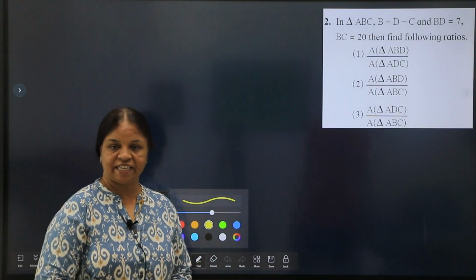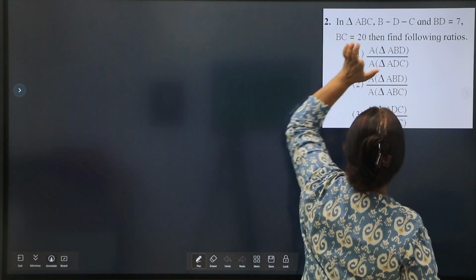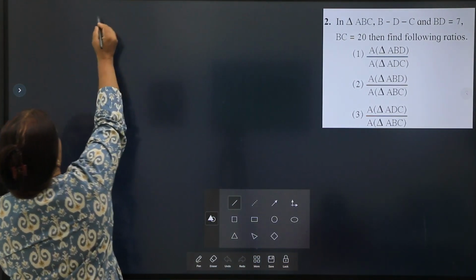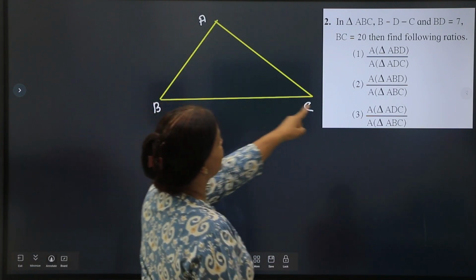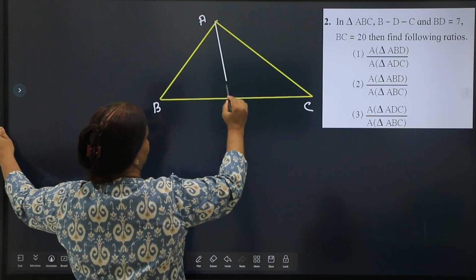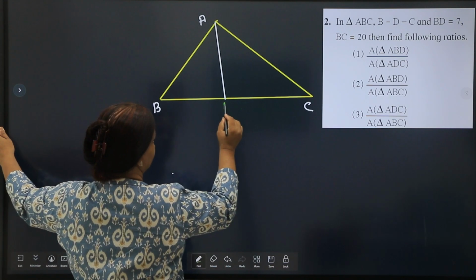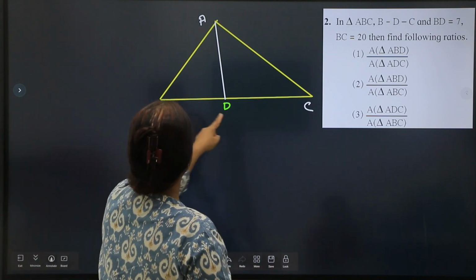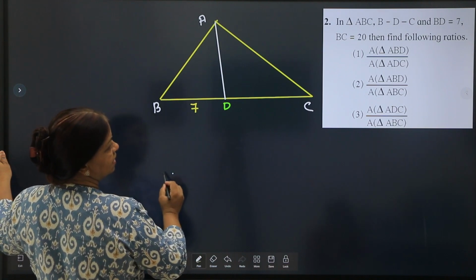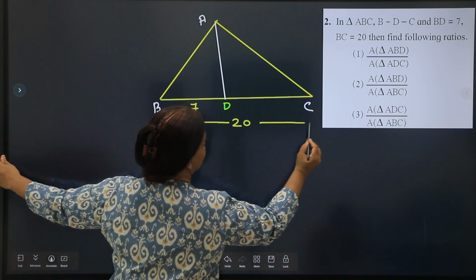Children, now we will begin with the second question of the problem set. You can see here some information is given in triangle ABC. Let us draw the triangle ABC. So B, D, C are in one line. So D will be somewhere here. Let us take point D somewhere here. This is your D, and it's given that BD is 7 and BC is 20, means from here to here it is 20.